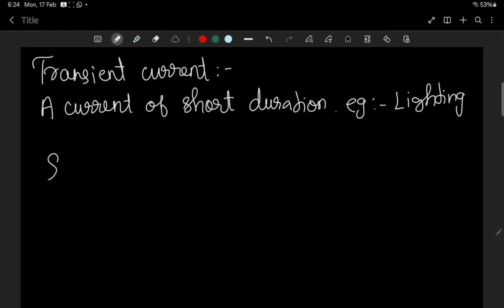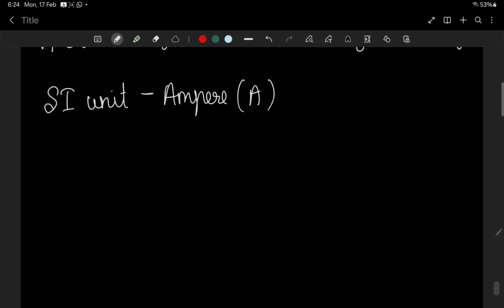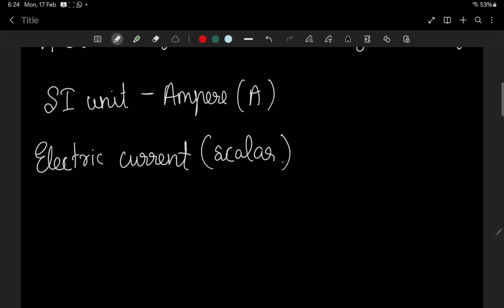Now the SI unit of current, which is very common, is the ampere, that is A. Now, electric current has a direction. Electric current is really a tensor quantity, but here we don't study tensors. We treat it as a scalar quantity. Still, it is a scalar quantity because the laws of ordinary algebra are used to add electric currents.